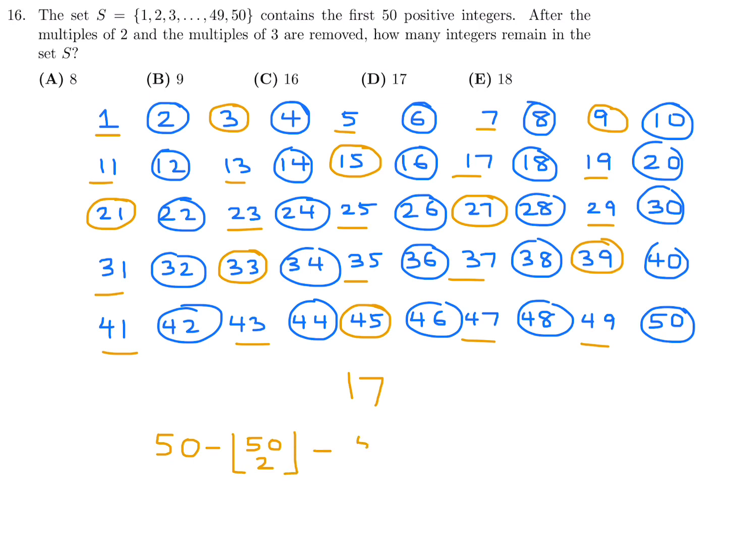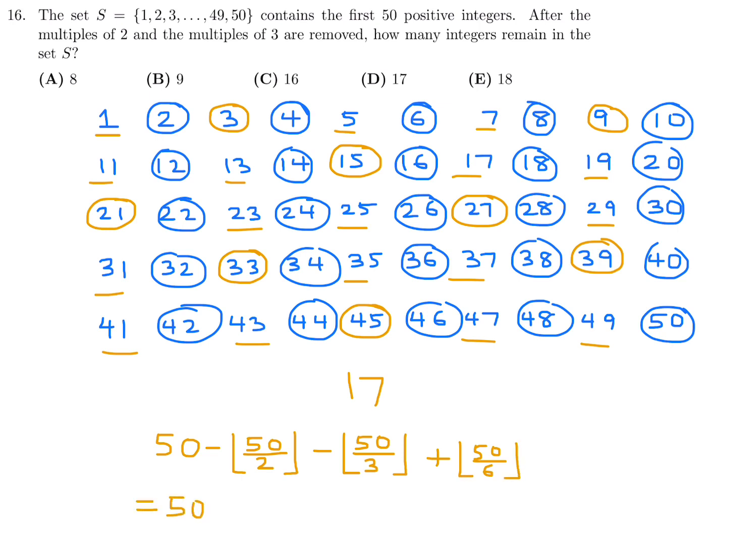Then you subtract all the multiples of 3. How do you get multiples of 3? 50 divided by 3, and the integer value. But we have to add back numbers that are multiples of both 2 and 3, and those are numbers that are multiples of 6. And this is how you do that.